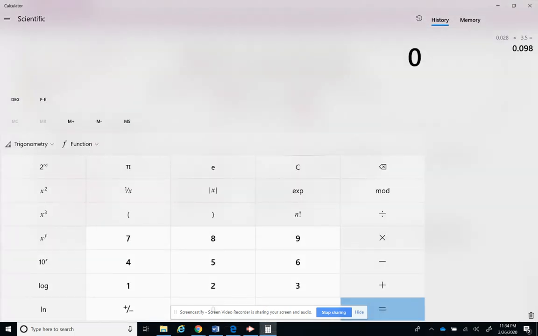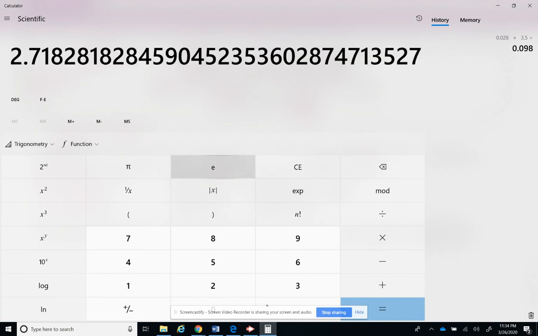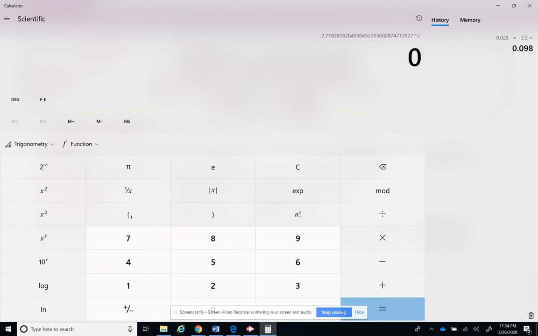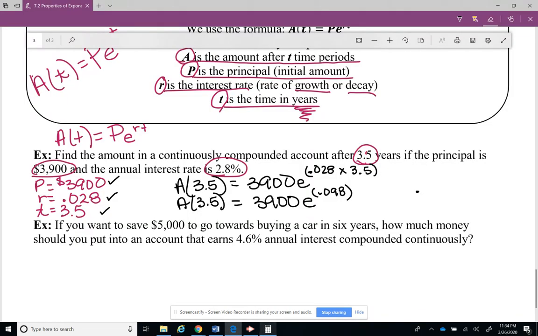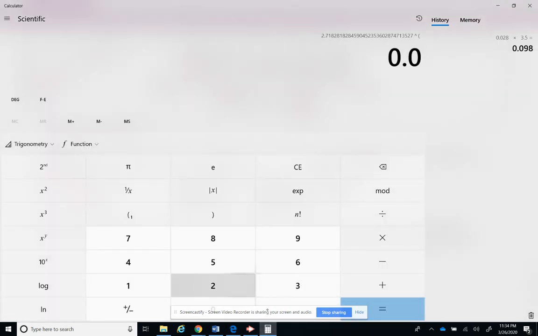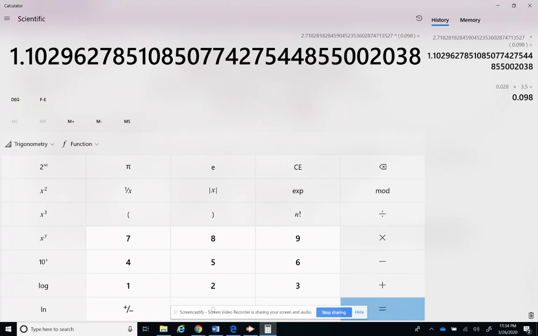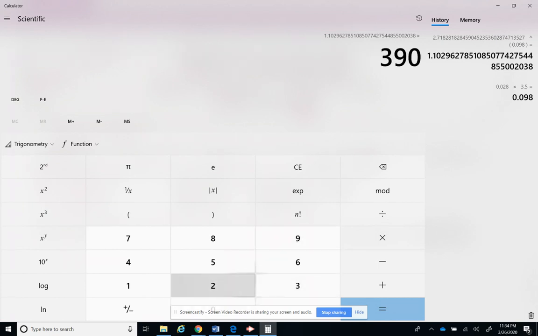Let me clear. I'm going to do e. I'm going to hit x to the y. I'm going to do parentheses, and I'm going to do 0.098. Close your parentheses and press the equals button. Now, times that number by $3,900.